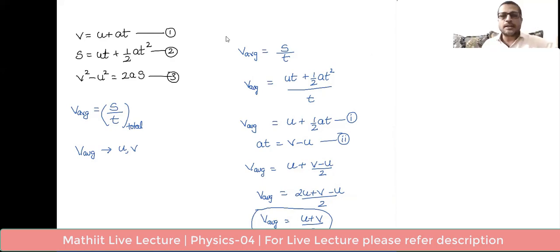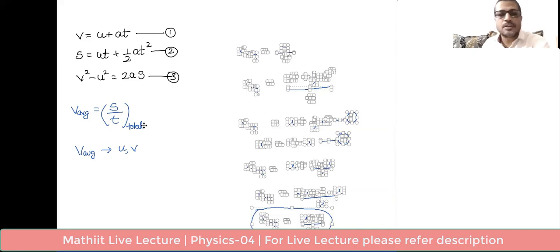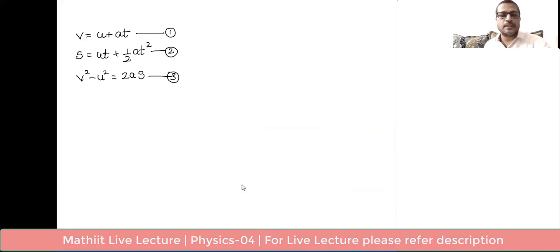Now, let us look at another application of these equations. I'll delete this and I'll delete this. Using these three equations, can we find out the displacement of the body in the nth second of its motion? Let us try to understand, first of all, the meaning of that.